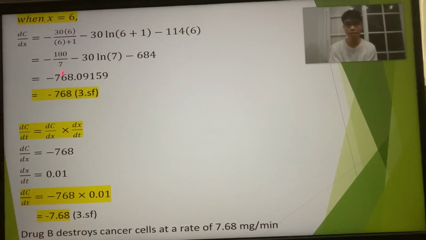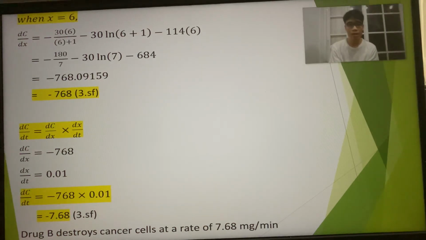the equation of dc over dx, so that we can find the value of dc over dx when x equals 6. Similarly, as what we did earlier, we have to find dc over dt, hence we multiply dc over dx and dx over dt, and we will get minus 7.68 for drug B.